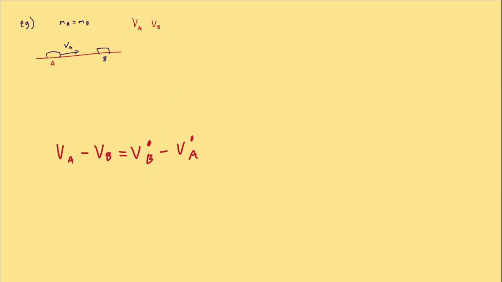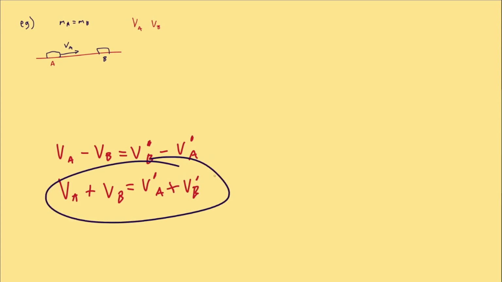But we can't just go ahead and solve it. When we have two unknowns, we need two independent equations to solve for it. That's like simultaneous equations. So let's get a second equation in here that has the same unknowns. And that second equation is velocity of A plus velocity of B is equal to the velocity of A after and the velocity of B after.